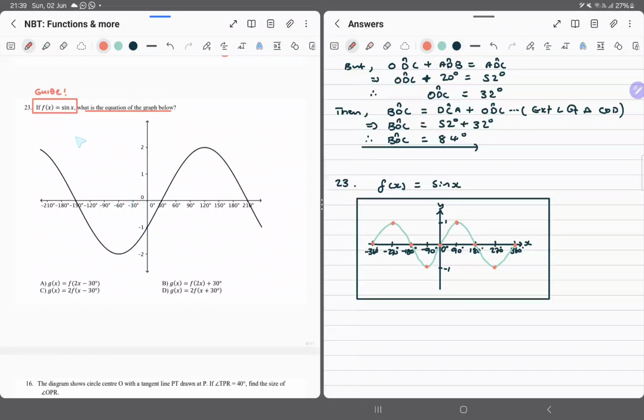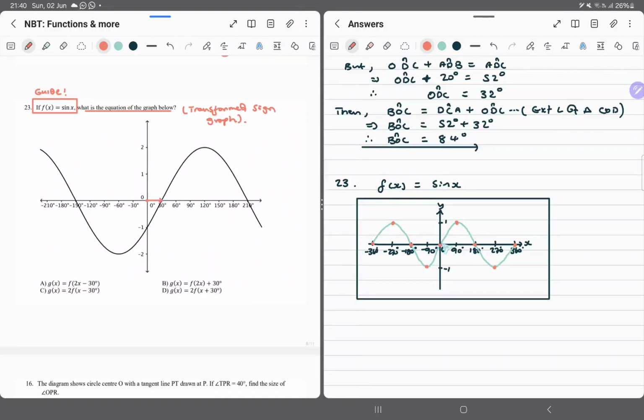Now what do we see? This is suggesting that we're dealing with a sine graph that is transformed. Now we can see that sine was supposed to start at 0, right? Because sine of 0 is 0. But now the first 0 we see from the origin is at 30 degrees ahead of the origin. So this means this graph was shifted 30 degrees to the right.